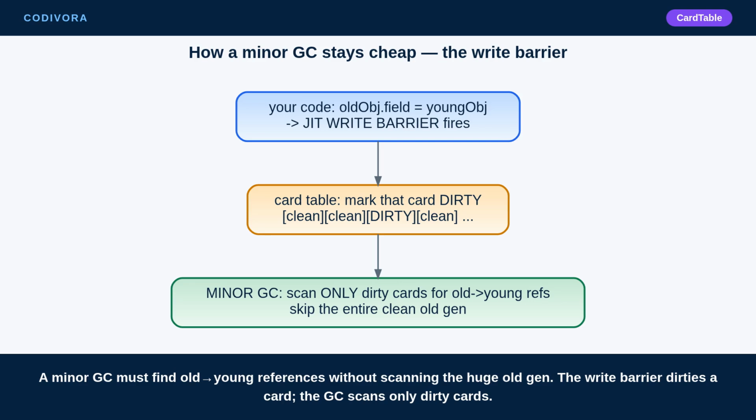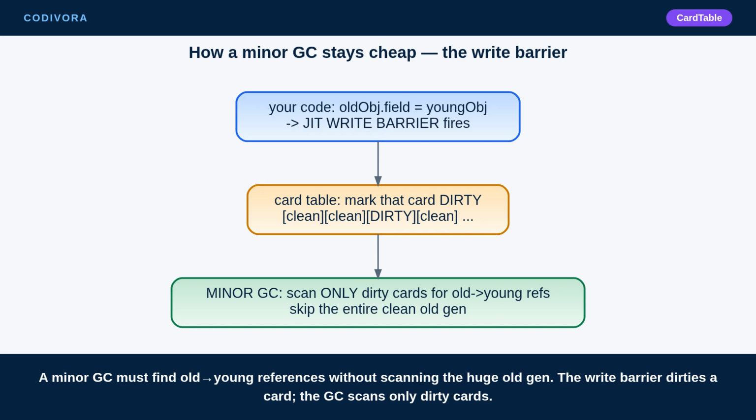Now, a minor GC only collects the young generation, but an old object might hold the only reference to a young object. If the collector misses it, it wrongly deletes a live object. So must it scan the entire, huge, old generation every single minor GC? That would destroy the whole cheap minor GC promise.